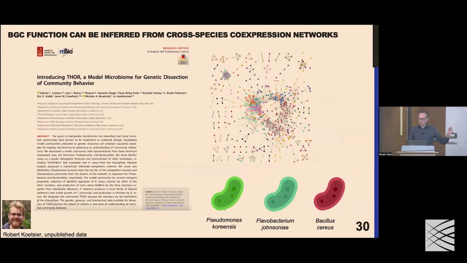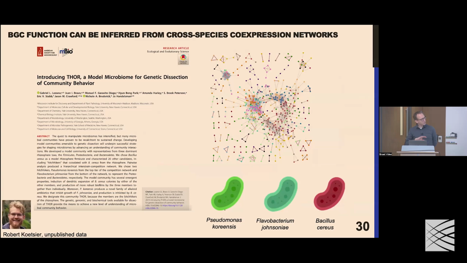I also mentioned cross-species correlations and how they can be helpful. Robert Koetsier in my lab is pursuing that further. He has been trying this out with a number of model synthetic microbial communities, and one of them is a synthetic community that's a model for a rhizosphere microbiome. It's composed of these 3 bacteria: Pseudomonas coriensis, Flavobacterium johnsoni, and Bacillus cereus.